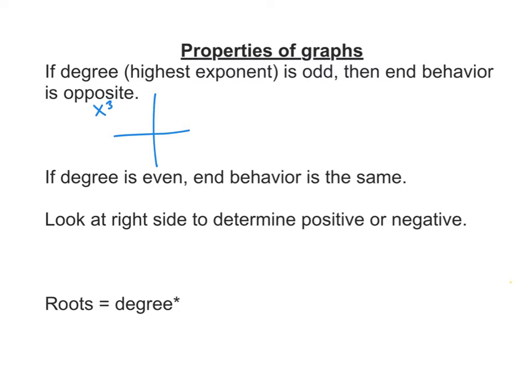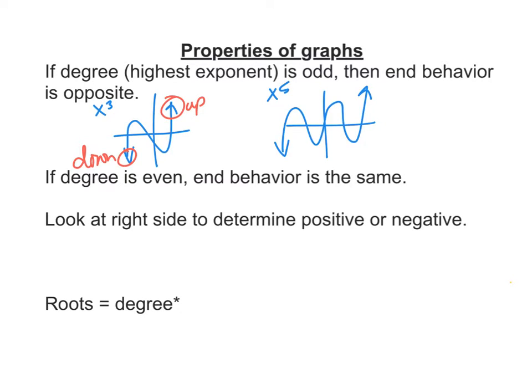X to the third looks like this. And when I say opposite, what I'm talking about is how on one side it goes up forever, on the other side it goes down forever. And the same thing happens if you have like x to the fifth, right? It's going to have lots of different curves in it, but it's still going to be opposite directions. If the degree is even, the end behavior is the same.